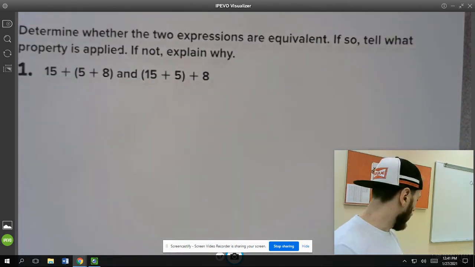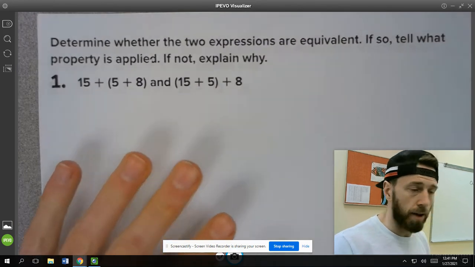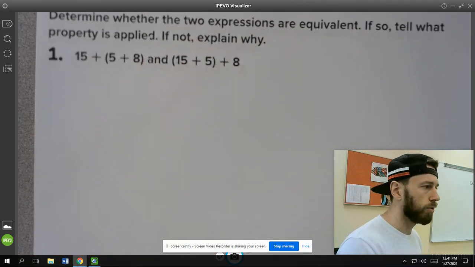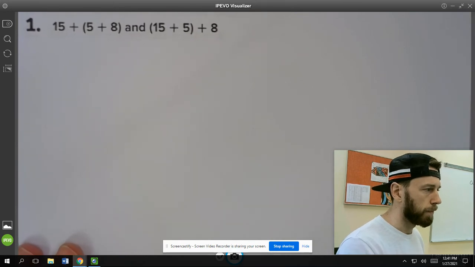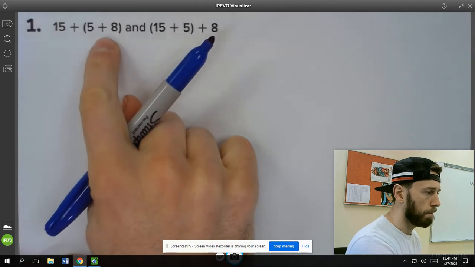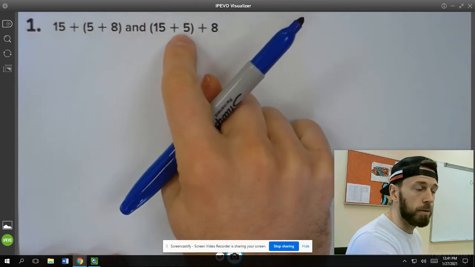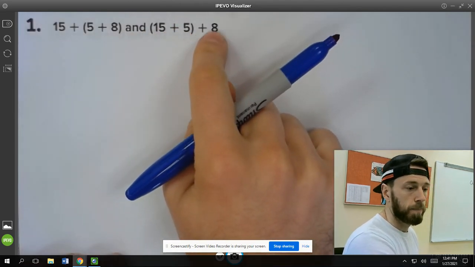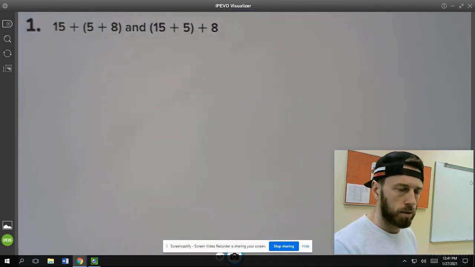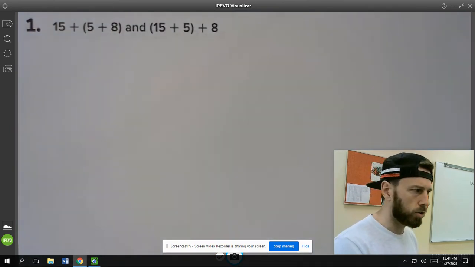So what does this look like in practice then? I'm going to ask you guys to identify and tell me what property is going on here. So let's take this one for example. Number 1 here. We've got 15 plus, in parentheses 5 plus 8. And over here we've got 15 plus 5 in parentheses plus 8. So you got to tell me, is this a true statement? And tell me which property says it's true.